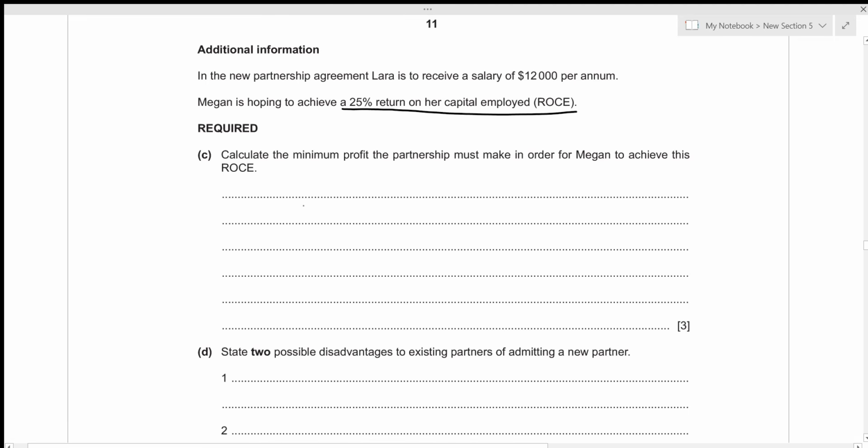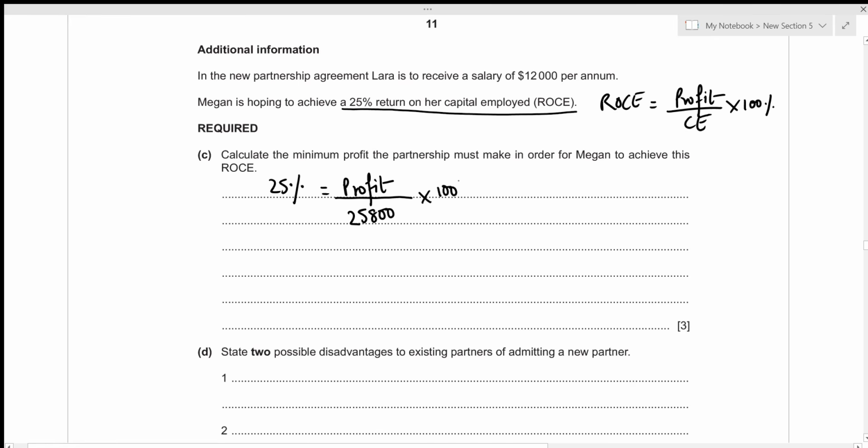So we know that the formula for the return on capital employed is profit divided by capital employed into 100%. So we require the return on capital employed of 25%. And we need to figure out the profit. And we have the capital employed for Megan, 25,800, which we just figured out in the second part of this question.